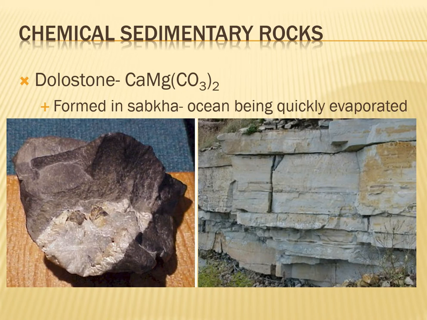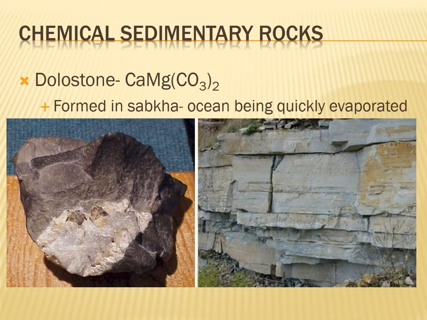What's interesting is if you have a dolostone, you can take one of the steel nails and scratch the surface of it until you get little bits of powdered dolostone. That will react pretty easily with acid. Now, these form in a sabkha environment. So this is a place where the ocean's being quickly evaporated. So sabkha, it's an Arabic term. So it may help you actually figure out what kind of areas this forms in.